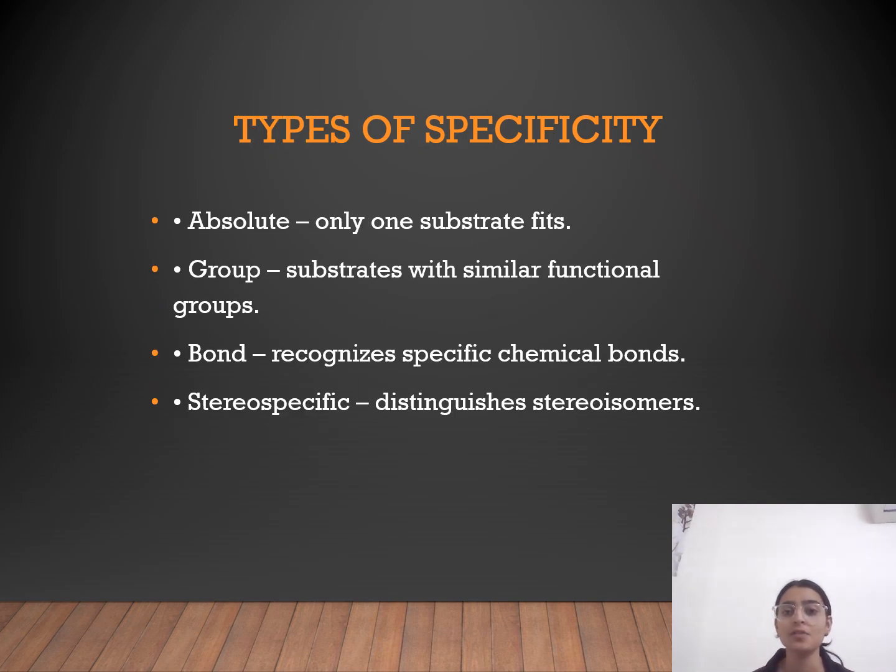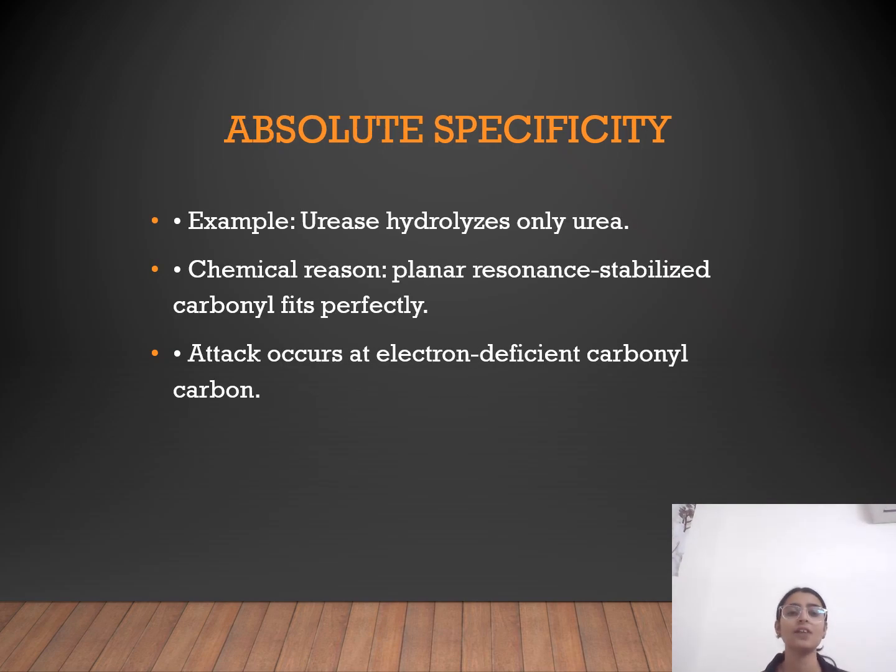Now, what are the types of specificity? These are the four types we can see. First is absolute, in which only one substrate fits. Second is group, in which substrates with similar functional groups. Third is bond, in which it recognizes specific chemical bonds. Fourth one is stereospecific. It distinguishes stereoisomers. So let's start with absolute specificity.